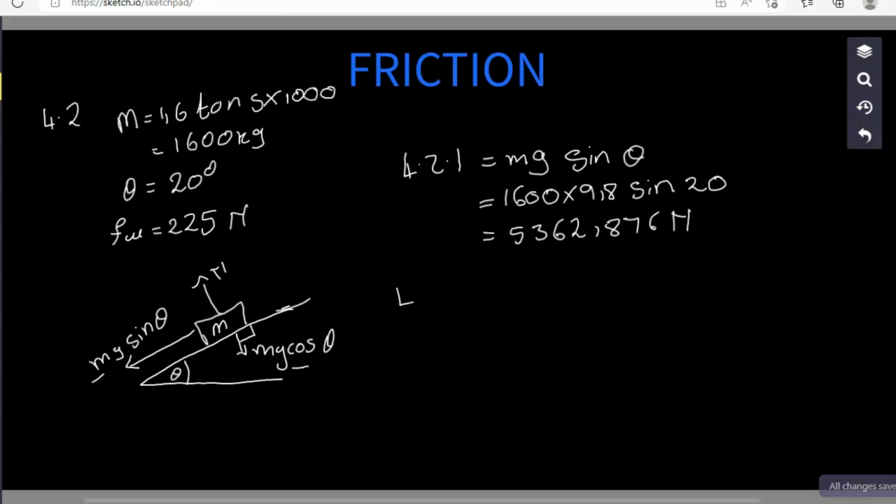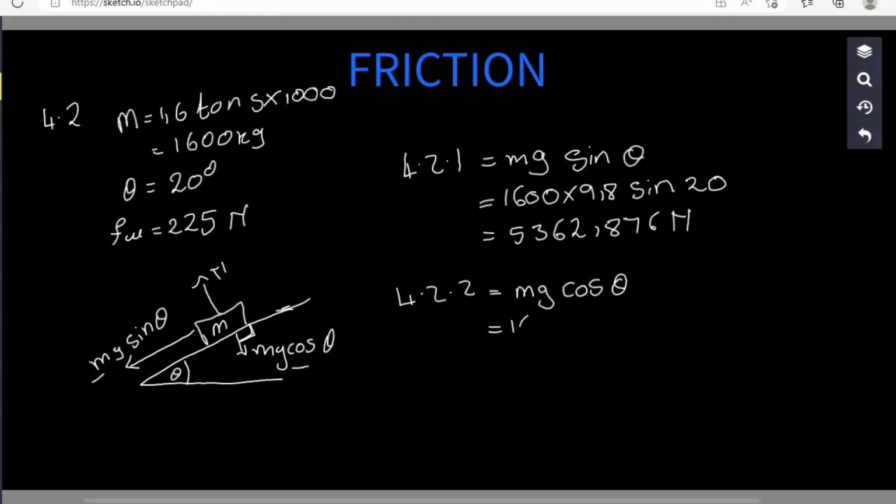We go to the second question, 5.2.2. They say determine the weight component of the block perpendicular to the plane. Perpendicular to the plane is this one, mg cos theta. Meaning here we are asked to calculate for mg cos theta.